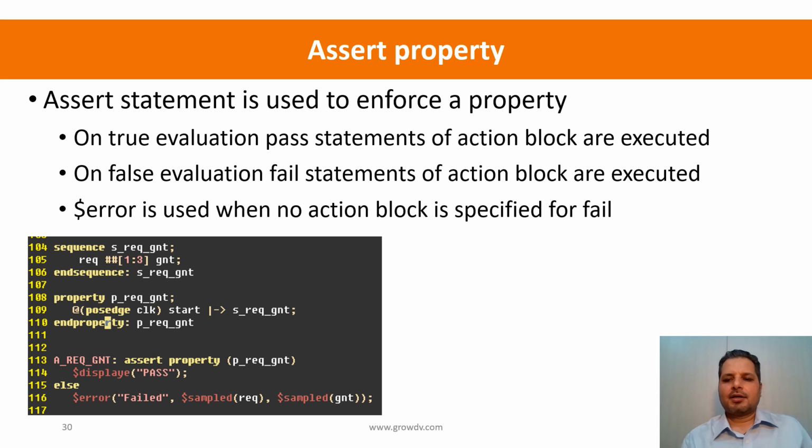We have already looked at multiple usages of the assert directive. Just formally we'll define it. The assert statement is used to enforce a property, and on true evaluation the pass statement action block gets executed, and if the property fails, it's the fail action block that gets executed. The pass action block is optional, whereas for fail, if you don't specify, then by default it executes a $error statement which will display the property failure in your log file.